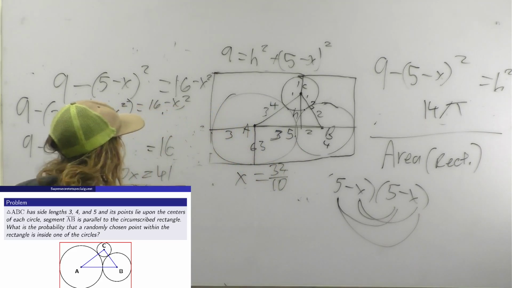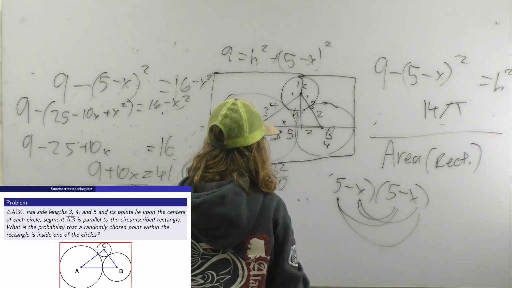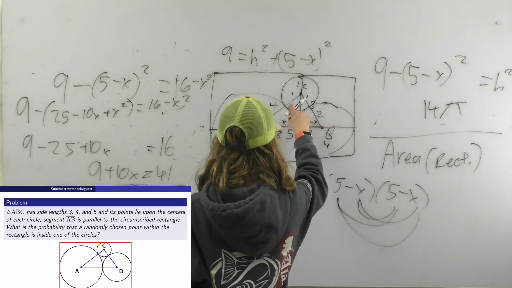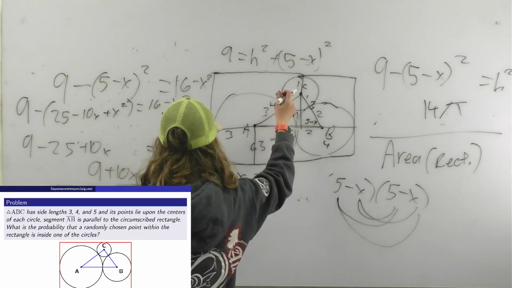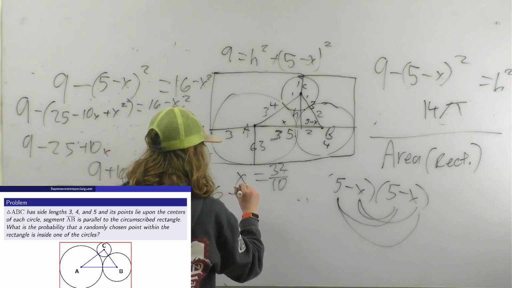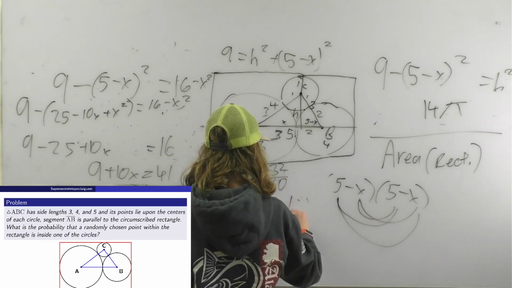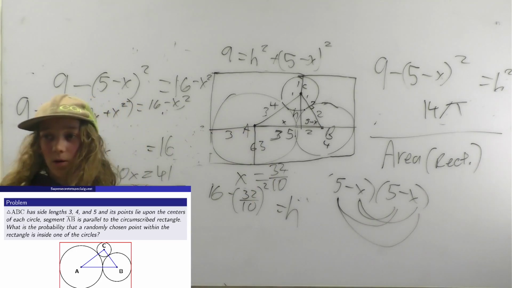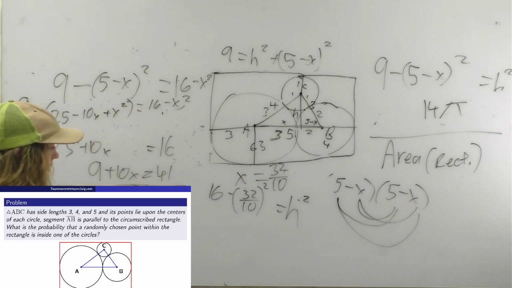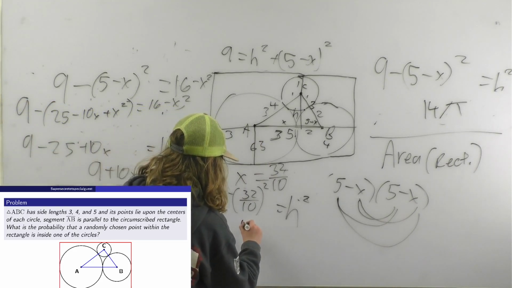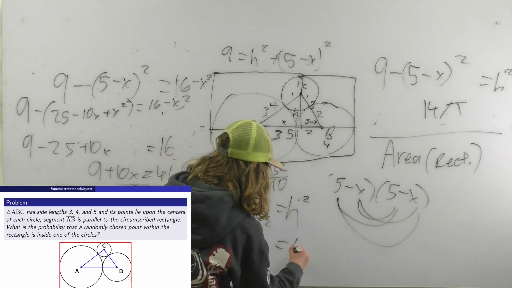And we still have some work to do, because we said that this length right here is x, and this is 5 minus x, and we want to get h. So let's plug in x right here, and then we have the hypotenuse of 4, so we're going to have 16 minus 32 over 10 squared equals h, and then h is what we want. Or should be h squared, yeah. And then now with this, let's just simplify this fraction to 16 minus 16 over 5 squared equals h squared.